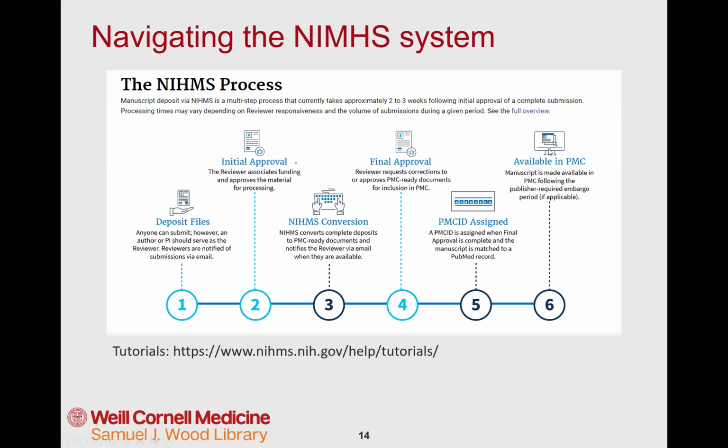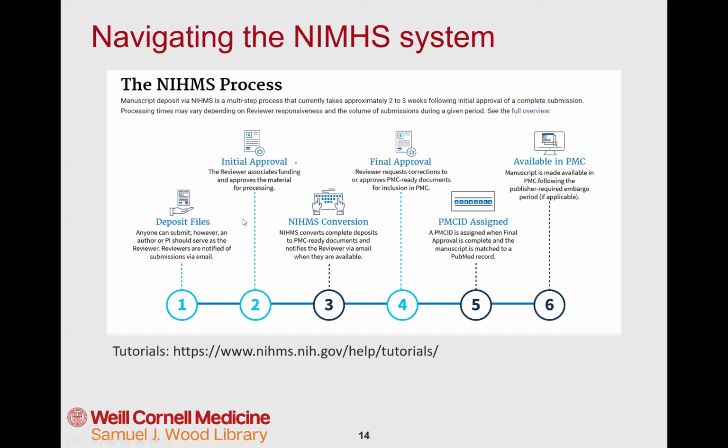This is the general process. You deposit your files as if you're another journal. Whoever is designated as a reviewer, so anyone who is an author or PI or a designated person, reviews that initial deposit. The copy editing step, which they call the conversion step, happens. The final approval happens. Again, that's something the author or the PI has to do. And then at this step, you get the PMC ID assigned, which is kind of your receipt for compliance, and the article becomes available in PubMed Central after the designated embargo date.